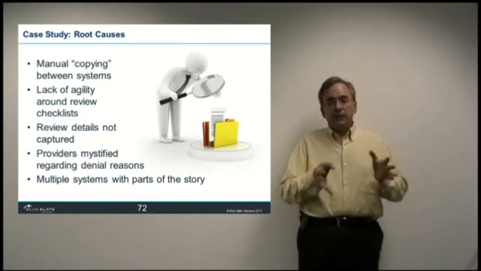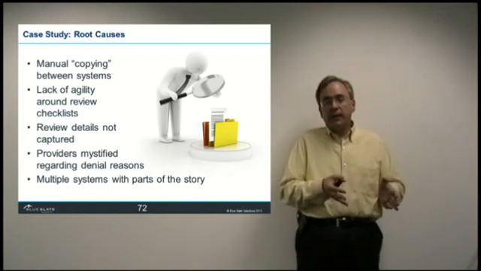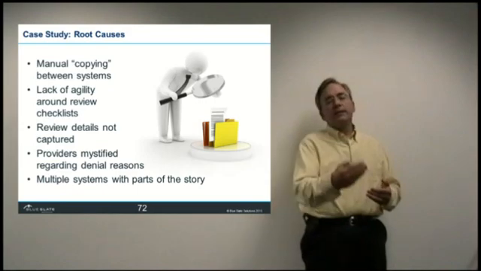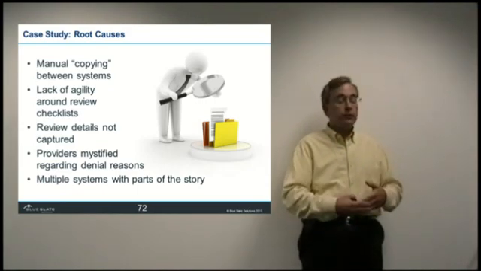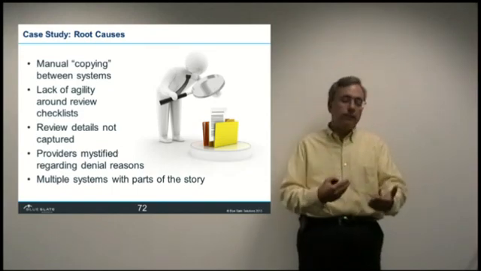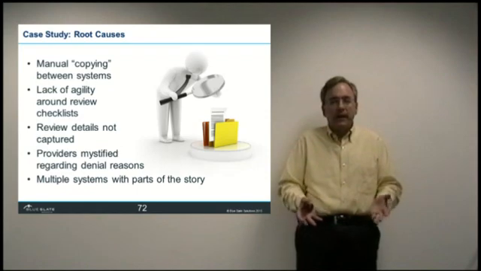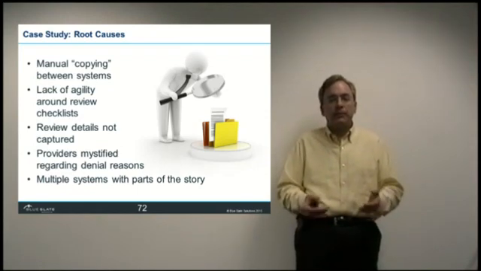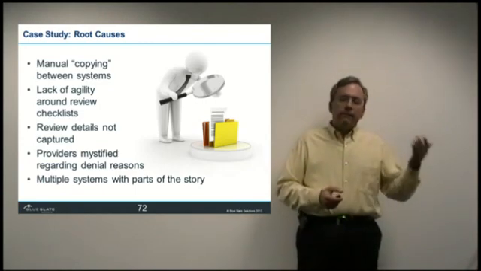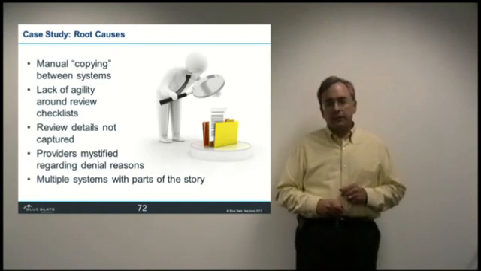The review details related to that were not collected, so I didn't know why. The system didn't know why the nurse was saying this claim should be denied. And of course, that then led to the fact that the providers themselves were mystified when the rejection came in, because they would get a claim rejection that said no medical necessity. And they don't know what did I do incorrectly, right? They don't understand what the mistake is or how they should change their procedure. And then finally, there are multiple systems involved in all of this that have part of the story, but nobody has a unified view of it.